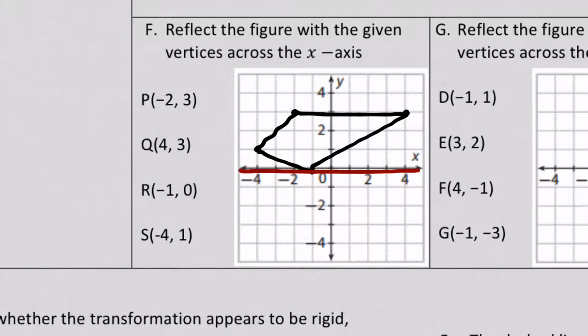Okay, let me plot those points real quick. This one's going to be 1 unit away, so right here. This one's going to stay right on the x-axis. This one's going to be 3 units away, right there. And the last one on the right side over here is going to land 3 units away again, so right there. We can connect those to make our shape. And there you go. That is the figure reflected across the x-axis.